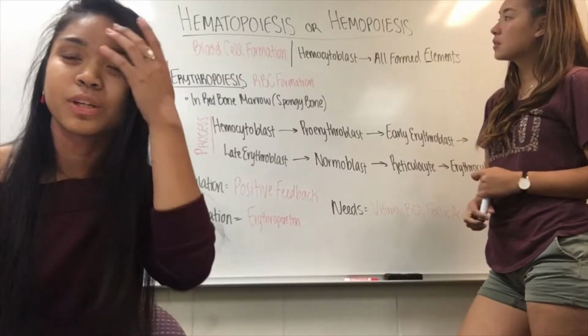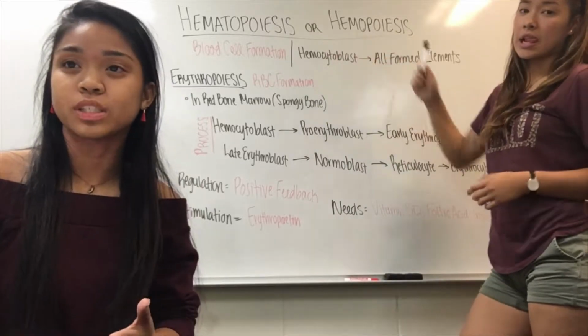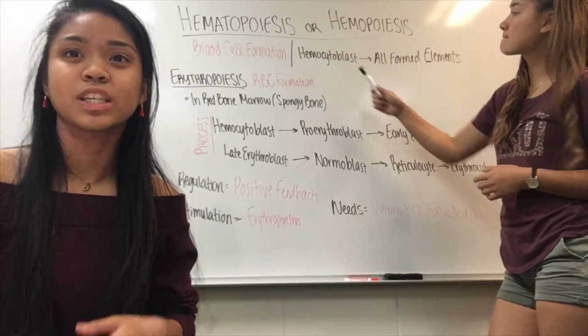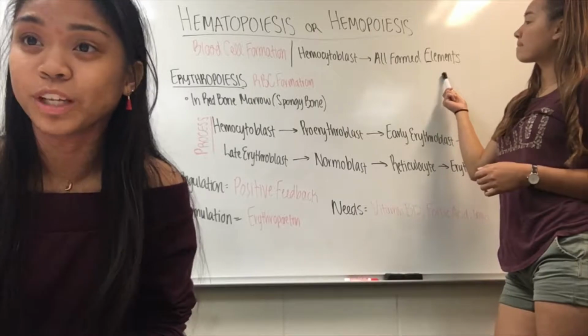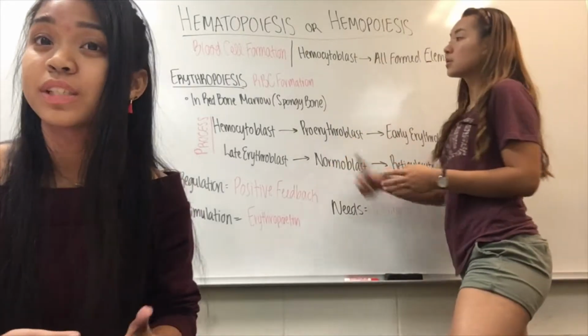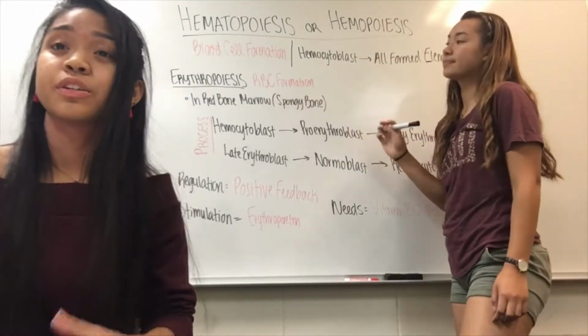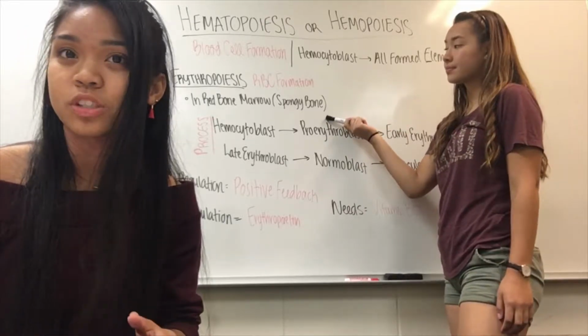The general blood cell formation is called hematopoiesis or hemopoiesis. In this formation, it starts off as a hemocytoblast and forms into all the formed elements. Though the production of red blood cells is erythropoiesis. This occurs in the red bone marrow, which is also spongy bone.